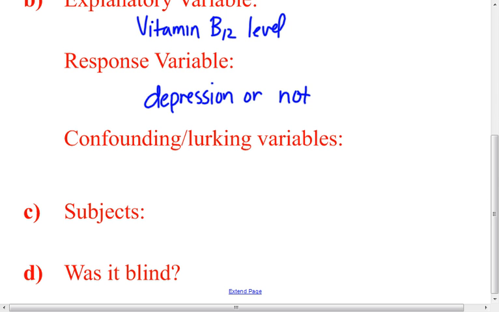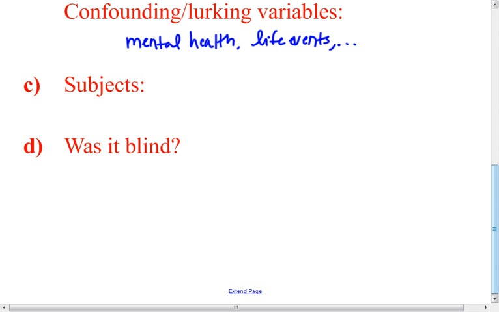we know there are. Things like their general mental health. Do they have anxiety? Things like that. Certainly life events, things like have they had a death in the family or lost their home or whatever. Life events, lots of things that would affect depression other than simply whether their vitamin B12 level was off or not. Okay? So the subjects were women age 65 and older. That's who I'm looking at in this case.